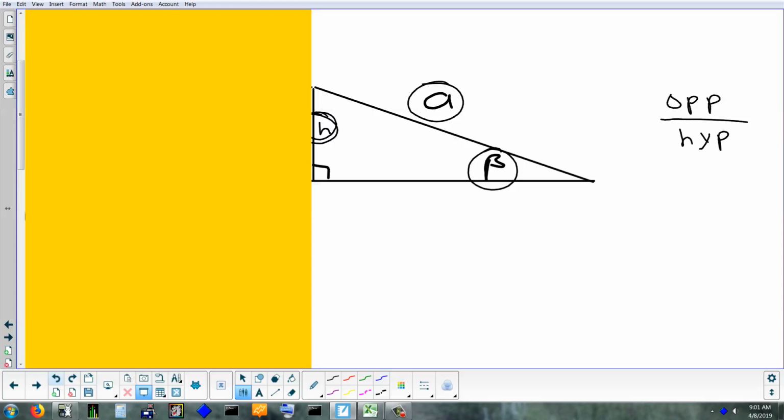So the names of the sides are a little different, and the name of the angle is different, but the position is exactly the same as the other one. We're using opposite and hypotenuse. So what trig function is that? Jasmine? Sine. So we're going to set up another equation for the height using sine.